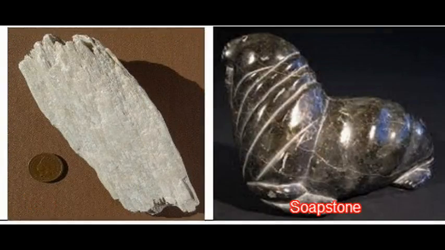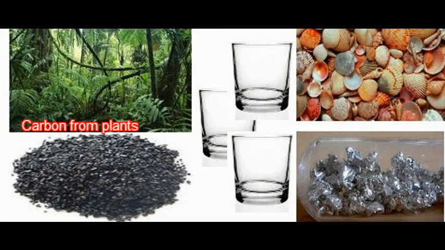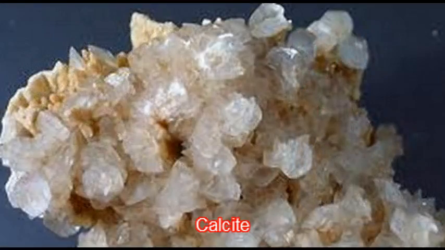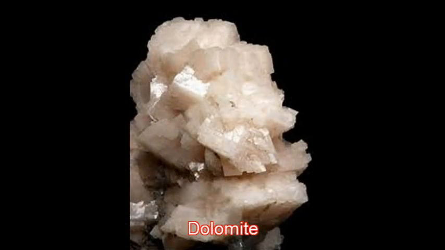In another bowl, substitute silicon, the basic atom of rocks, with carbon, the basic atom of life. 1 cup carbon, 3 cups oxygen, 1 cup calcium. Mix thoroughly until it hardens and crystallizes to calcite. Add magnesium to make dolomite.